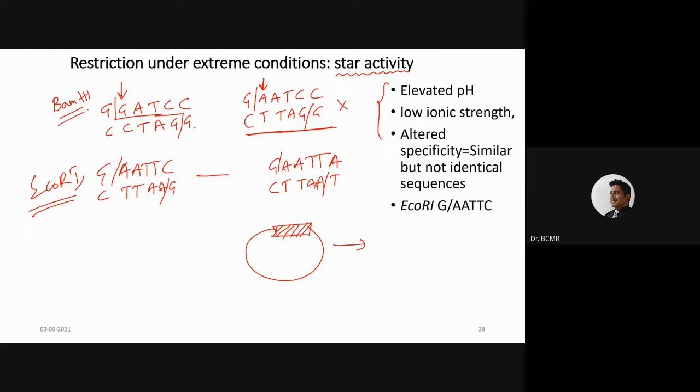If you go to NEB and other websites where there is a whole database of restriction endonucleases, they will give you specific details about each endonuclease. There are many restriction endonucleases that do not have star activity, but there are some which have star activity as well. Okay, keep that also in your mind.